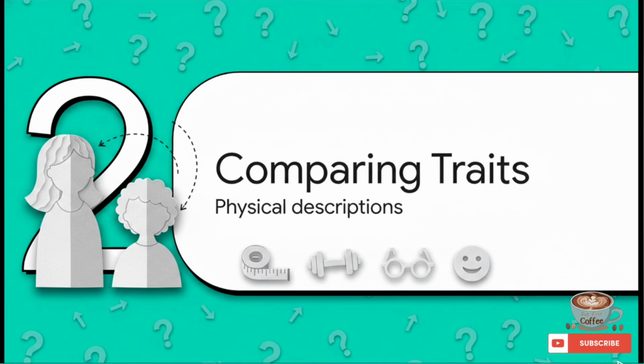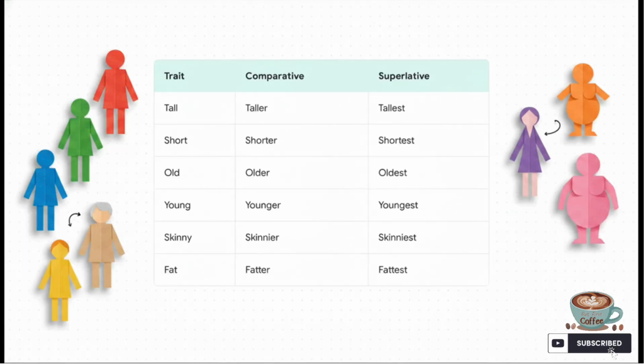Moving right along to section 2, comparing physical traits. Now that we've nailed down the basics of is and has, let's see what happens when we want to compare physical traits between different people. When you're comparing ages or body builds between just two people, we use the comparative form. That means we add the ER suffix. So Andrew is taller than David, or she is younger. We do the exact same thing for body types, saying he is skinnier.